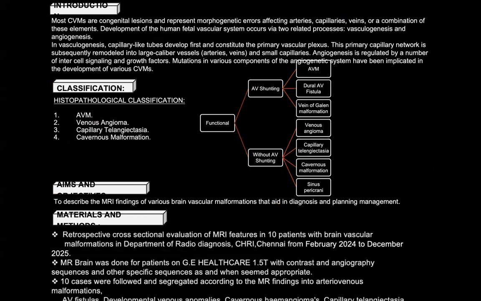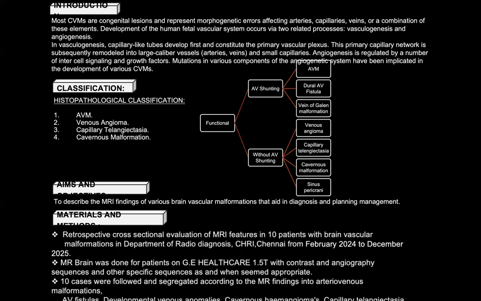Most CVMs are congenital lesions and represent morphogenetic errors affecting the arteries, capillaries, veins, or a combination of them. Development of the human fetal vascular system occurs via two related processes, vasculogenesis and angiogenesis. In vasculogenesis, capillary-like tubes develop first and constitute the primary vascular plexus. This is subsequently remodeled into large caliber vessels such as arteries, veins, and small capillaries. Angiogenesis is regulated by a number of intercellular signaling and growth factors. Mutations in various components of this system have been implicated in the development of various CVMs.